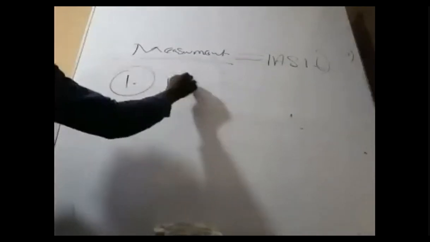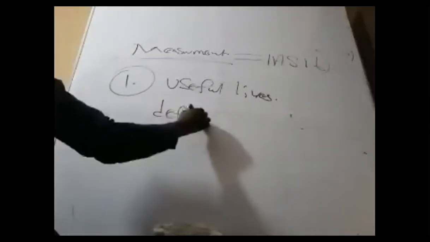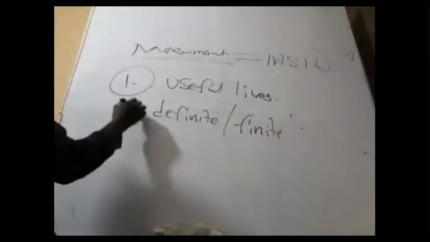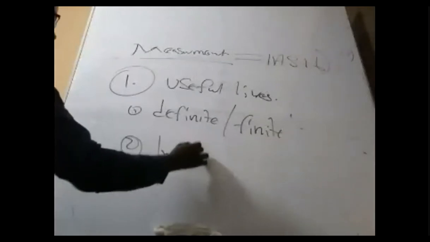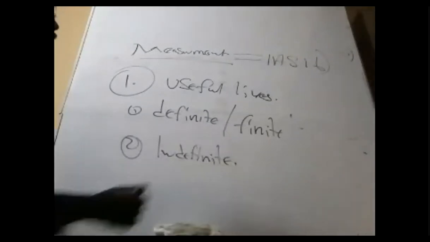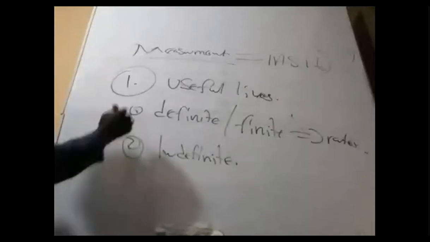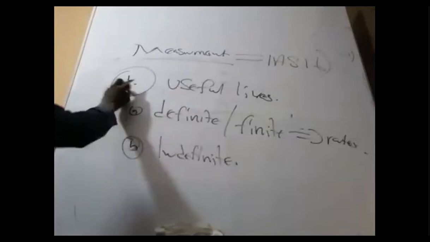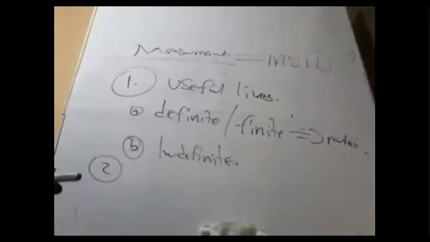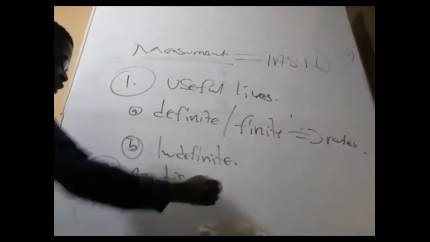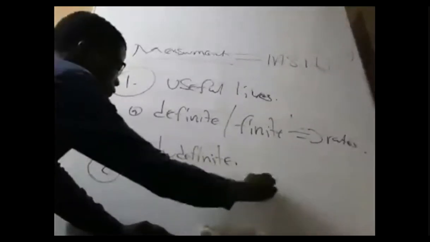Number one, tell us the useful lives of the assets. Whether they are definite or finite, and indefinite. This one, tell us the rate. The rates. That's the first one. Number two, tell us the amortization method. Disclose the amortization method. That's the method of charging depreciation. Amortization method. Disclose it.